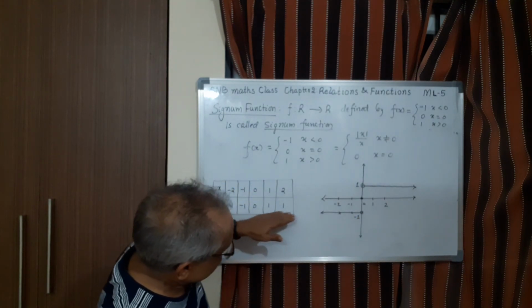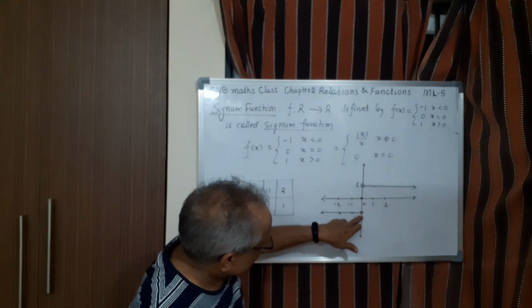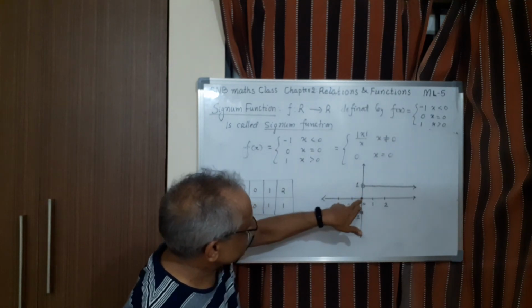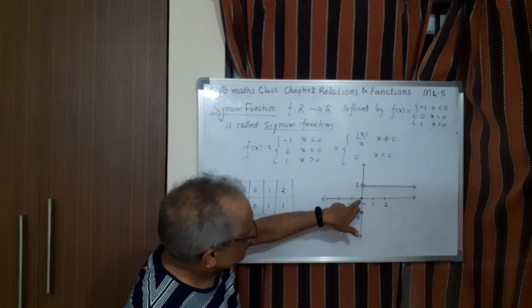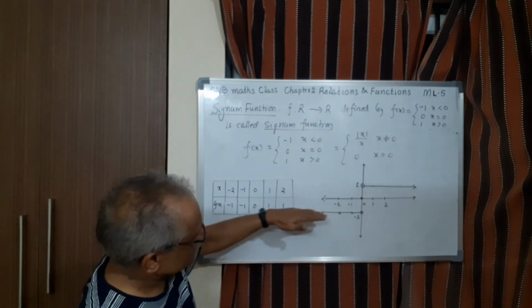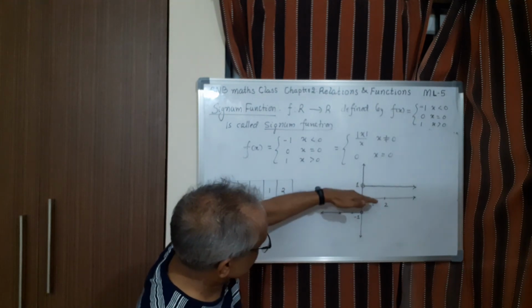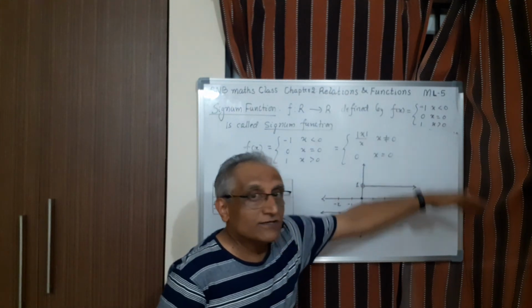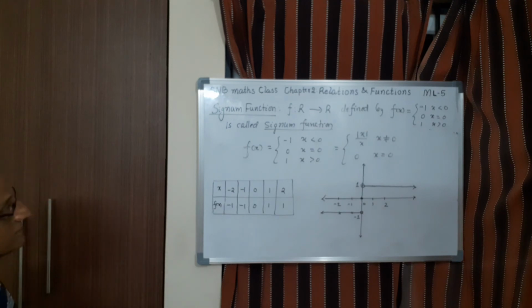The line goes like this first. At the moment 0, it jumps here, 0. Then once again, anything more than 0, it jumps here, then it goes. So it's a jumping function. It goes like this, then jumps here, then jumps here, then goes. So this is the nature of signum function.